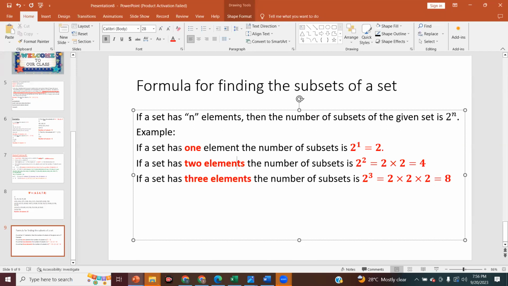And question, if it has 6 elements, what is going to be the number of subsets? 64. 2 to the power of 6, which is what? 64.